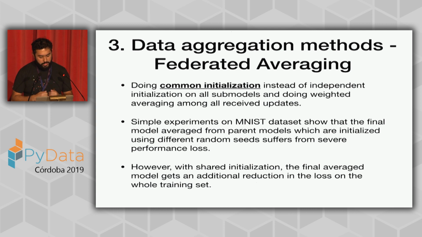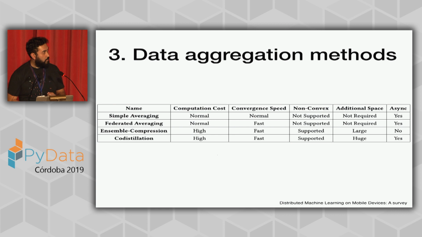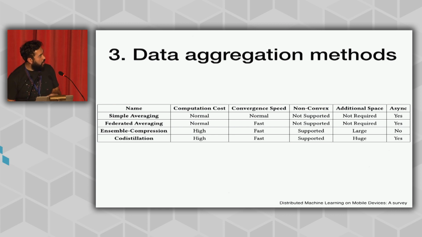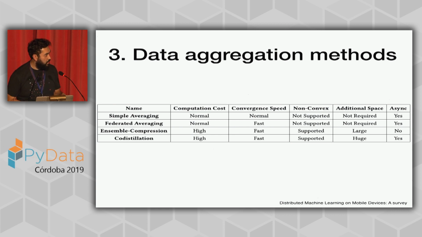And usually, with a shared initialization for everything, the final averaged model that we get at the end has a huge reduction in loss compared to the whole dataset. I talked about simple averaging and federated averaging, but we also have ensemble compression and co-distillation. Again, the survey paper shows you the differences in terms of cost, speed, issues if your model has non-convexity, whether you need additional space, or asynchronous communication.